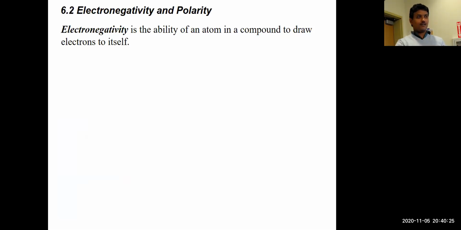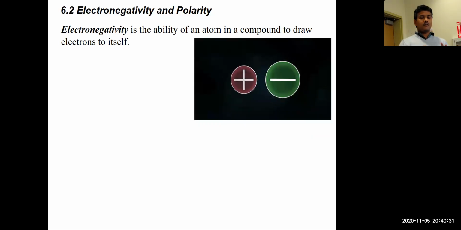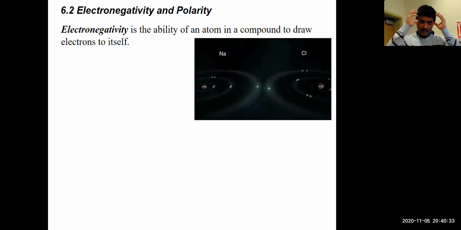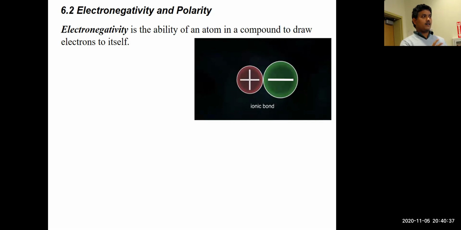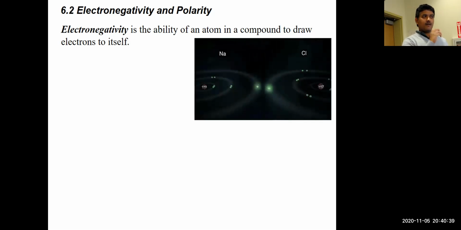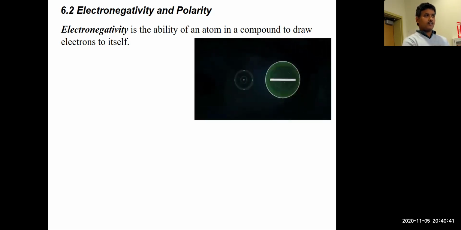So that's the definition, right? We just discussed how we draw. I have one more GIF image here. It's helpful to create as many useful images as possible. You're saying electronegativity is the ability of an atom in a compound to draw electrons to itself.